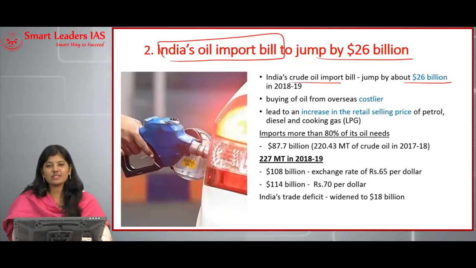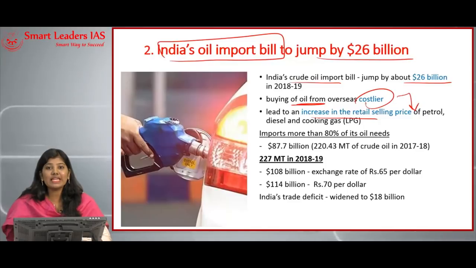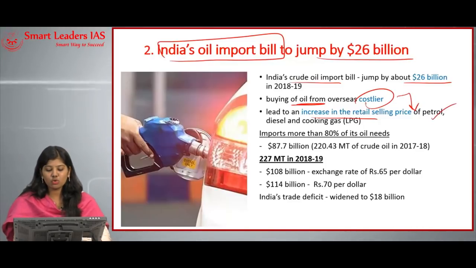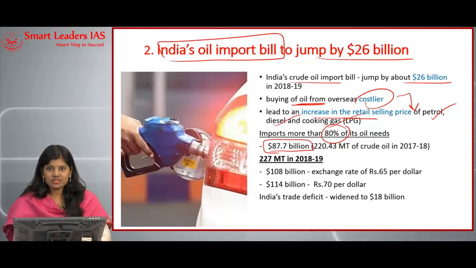We have to pay an extra $26 billion for the import of crude oil from other countries, which means buying oil from other countries is becoming costlier, which in turn affects our internal market. There could be an increase in the retail selling price of petrol, diesel and cooking gas, LPG, etc. So it is going to affect the consumer's price. As our country depends mostly on imports for crude oil, nearly 80% of our crude oil is imported. The import bill is usually like $87.7 billion. This is what we usually pay.